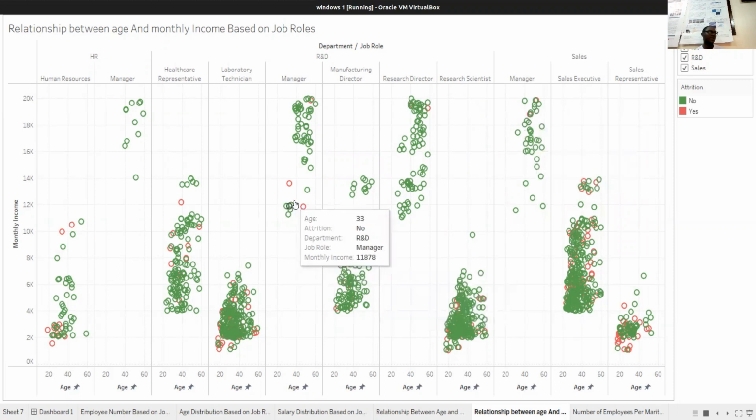And then here in the R&D department, we have some young managers churning. So maybe this could be because they get better opportunities since they are younger and they have a lot of experience. So they are more likely to be stolen by competitors and things like that, if the salary is not competitive. I imagine the salary is not that high. So you see they are younger and their salary is not that high, but they're working as managers. So they're probably marketable to the competitors and they're more likely to leave the organization.